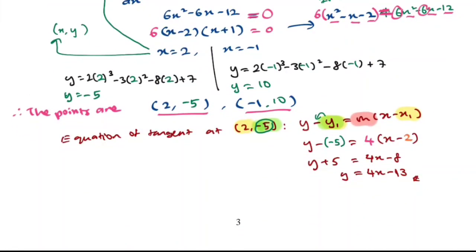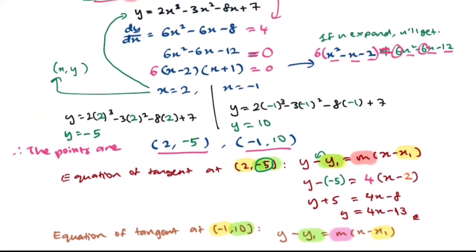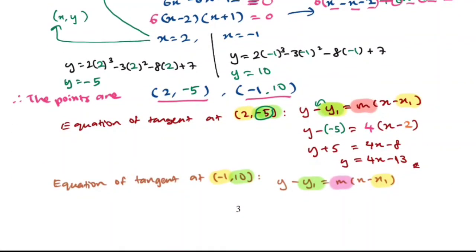So we have to find another equation of tangent at the point negative 1, 10. The same formula applies. y minus y1 equal to m times x minus x1. It's just that now our values of y and x coordinates are different. y would be 10 and x would be negative 1. What about our gradient? The value of gradient will not change because it's just 4, since negative 1, 10 also has the same gradient. Now be careful with your value of x because it's negative. So write a bracket before you write negative 1.